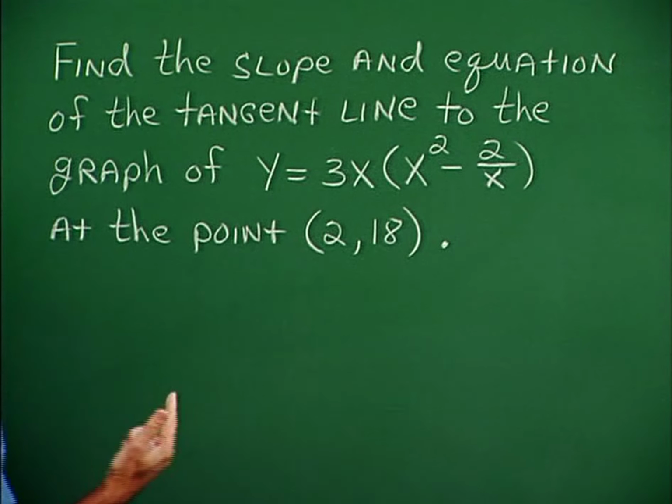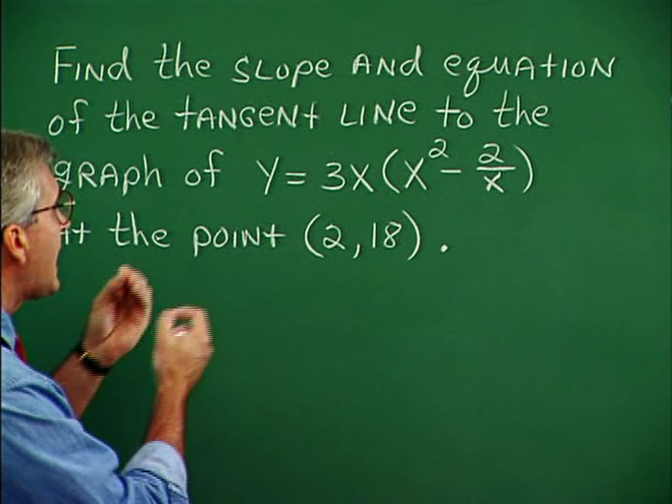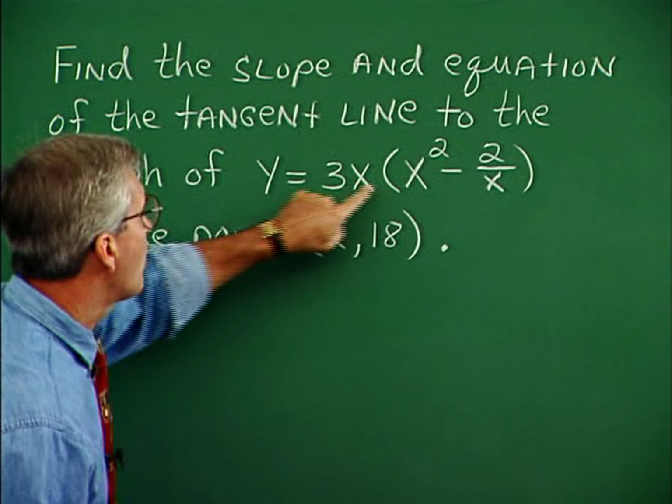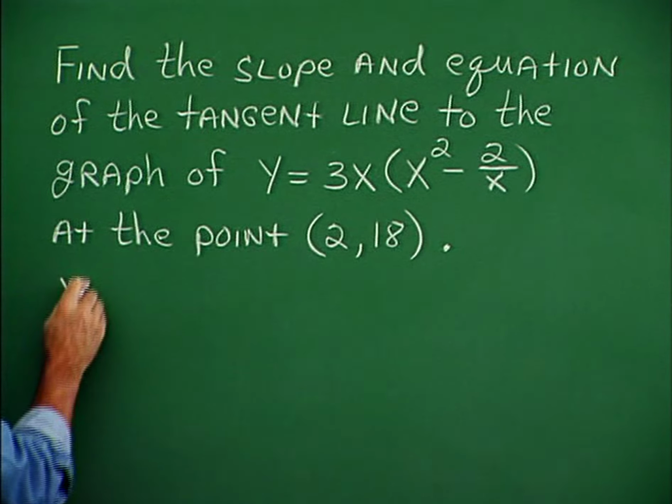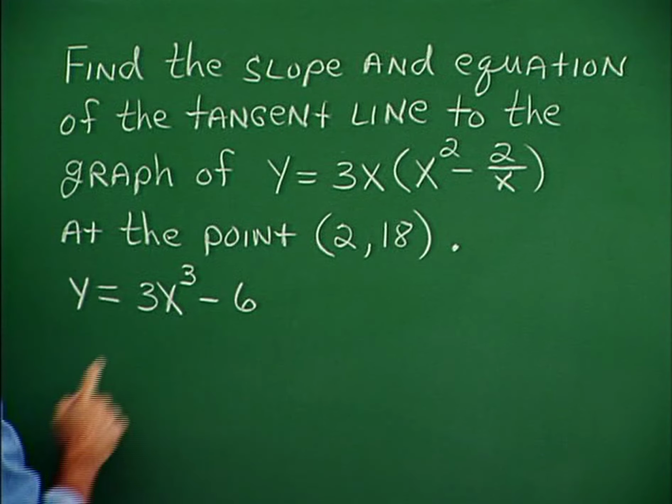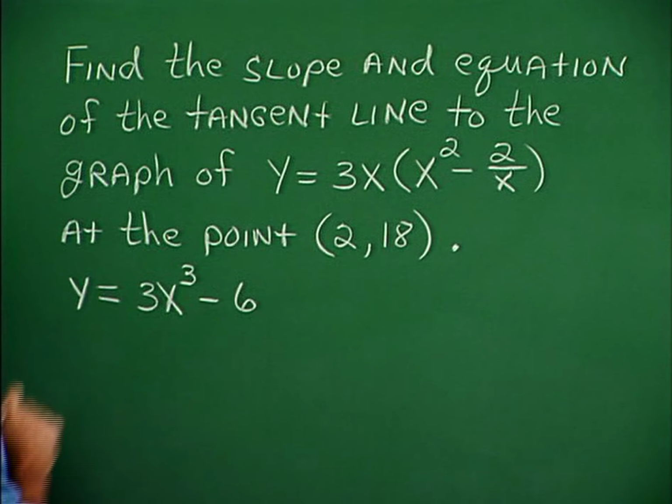Well, let's see. If we start talking about slope and tangent line and that kind of thing, we're talking about derivative, so we want to take the derivative of y. And before we do that, though, we might want to simplify y. So we might want to write y as 3x times x squared, that's 3x cubed. And then 3x times minus 2 over x is minus 3 times 2, which is 6, and the x's look like they're going to cancel. So it's 3x cubed minus 6 for that function.